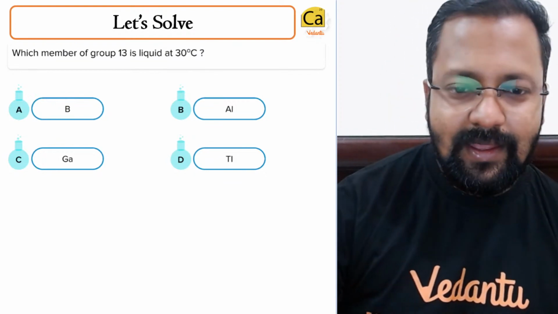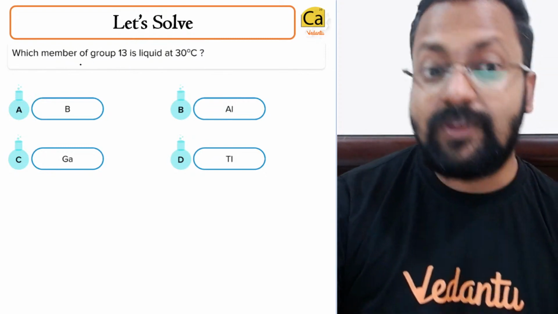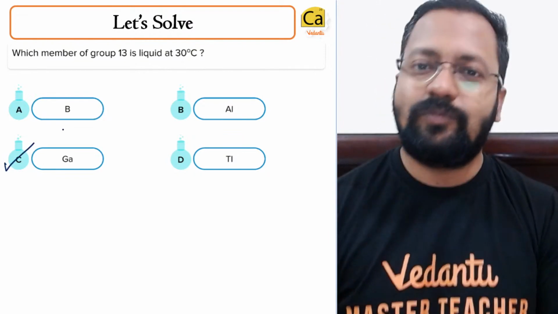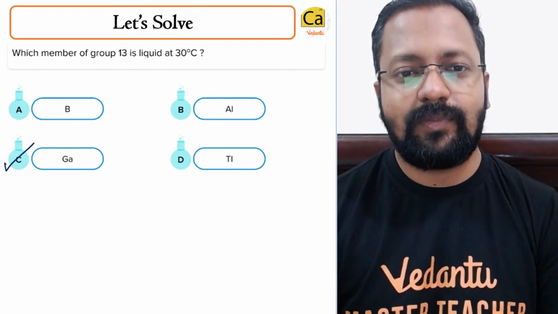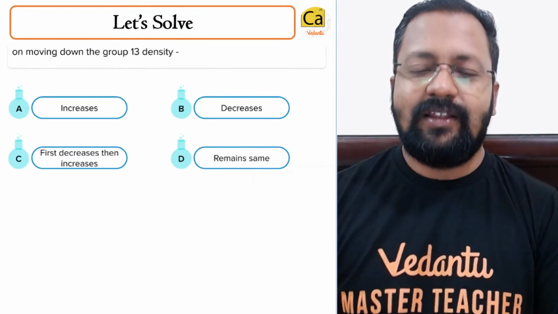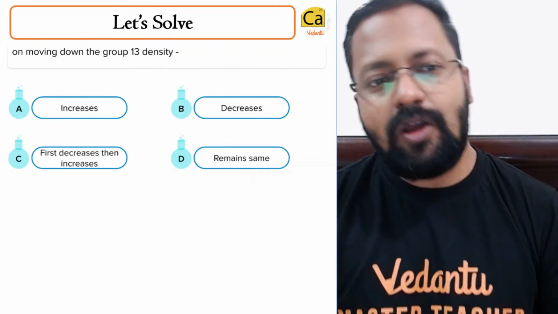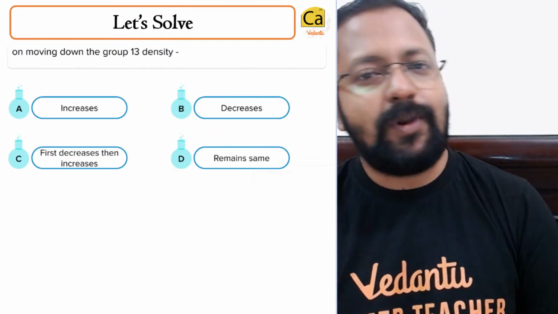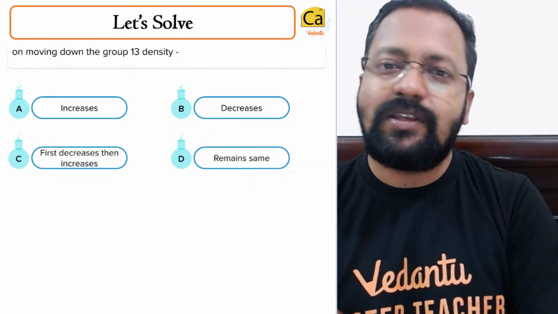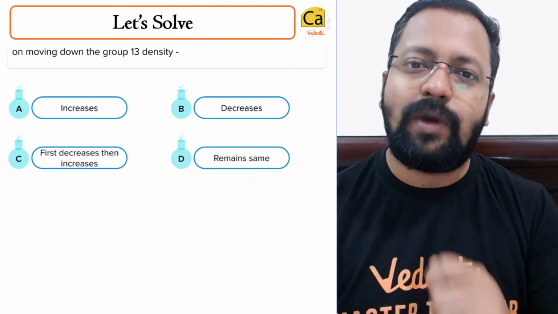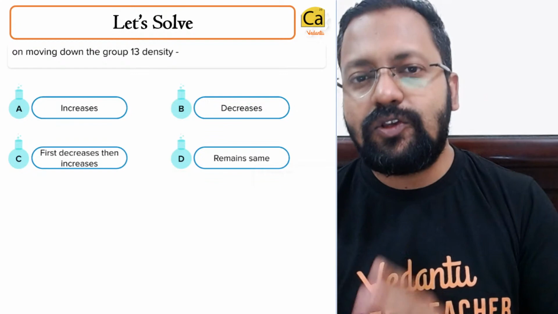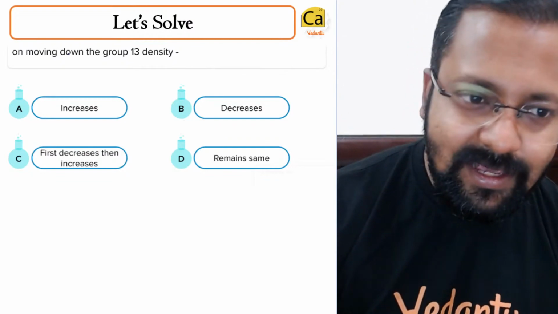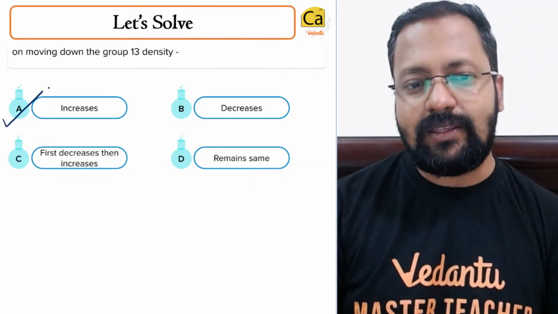Okay, the right answer to which member of group 13 is liquid at 30 degrees Celsius is gallium. And the last question for the day is this. On moving down group 13, what should happen to the density? I just explained to you that mass is increasing, volume is increasing, but the increase in mass dominates over the increase in volume. So the density has to increase. The density has to increase.